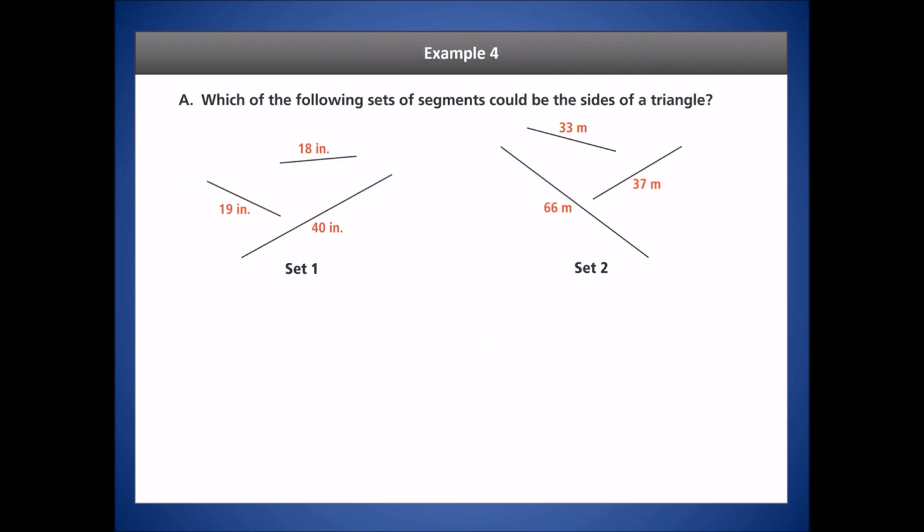All right, so which of the following sets of segments could be the sides of a triangle? So again, using the Triangle Inequality Theorem, let's look at set 1 over here on the left. If we were to add 19 plus 18, that's going to give us 37. Remember, by the Triangle Inequality Theorem, that has to be greater than the third side. But this is actually less than 40. This is actually less than the other side, which means that you cannot make a triangle out of this. This is not going to work. So we cannot form a triangle from set 1.